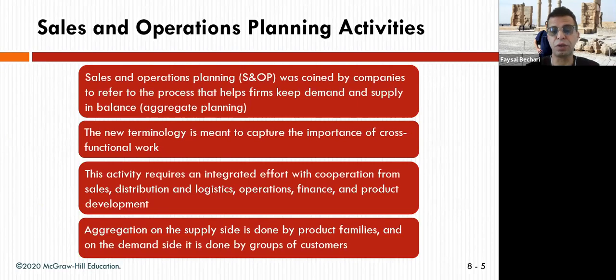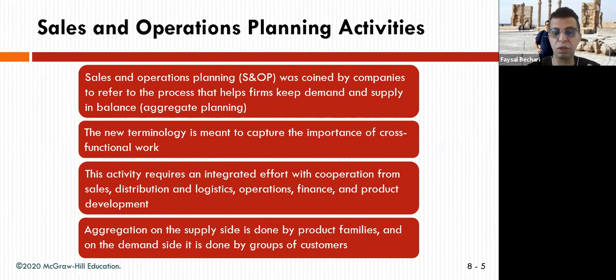Now, when we're talking about sales and operation planning activities, the term S&OP was coined by companies to refer to the process that helps keep demand and supply in balance, or equilibrium. So the closer it is to equilibrium, the more you're maximizing your profit and minimizing your cost. The new technology is meant to capture the importance of the cross-functional effort. Maybe in the next chapter, we will talk more about the technology that we can utilize in such an activity. This activity requires an integrated effort with cooperation from sales, distribution and logistics, operations, finance, and product development. In other words, all the departments have to come to an understanding. They're all in one boat, so all of them have to operate in synchronization with each other.